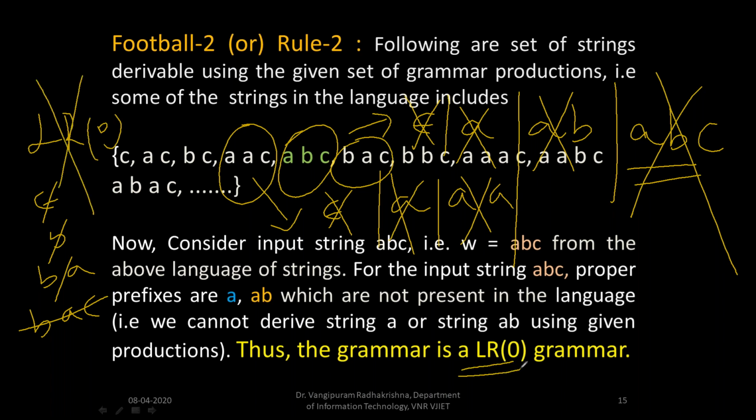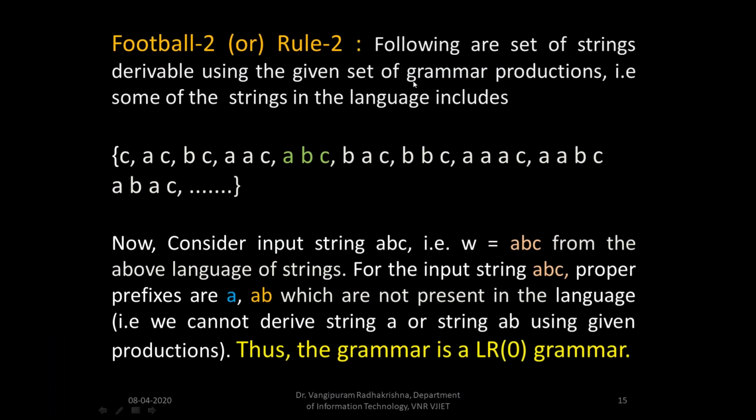And in this case, you are boiling down to classifying this particular CFG to be an LR0 grammar. So as far as the given grammar is concerned, with the application of football 2, you would be categorizing this as an LR0 grammar, rather than not an LR0 grammar. So the solution for this grammar is accepting it to be an LR0 grammar.